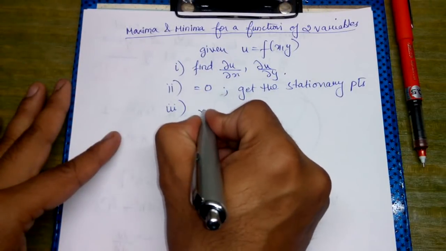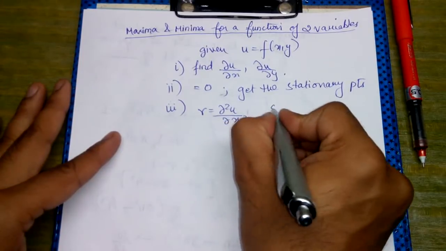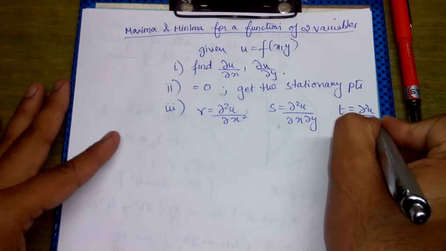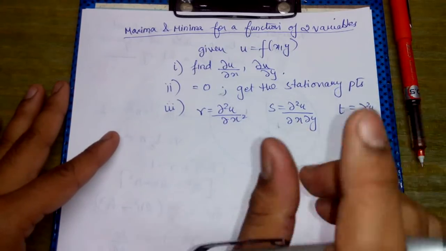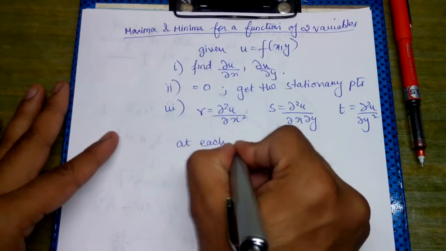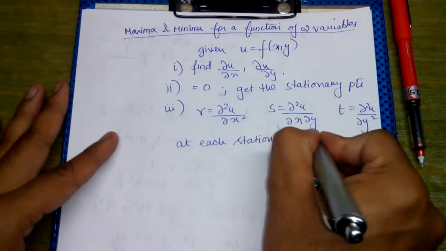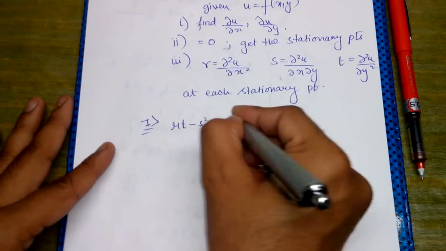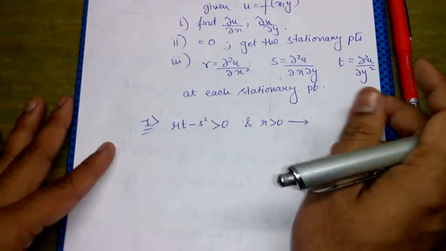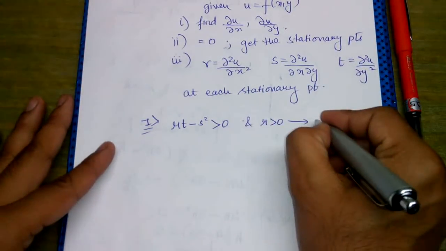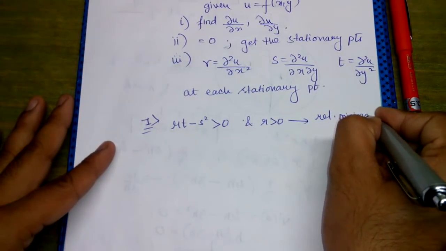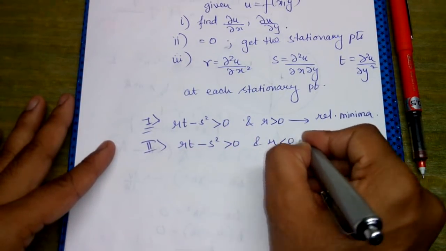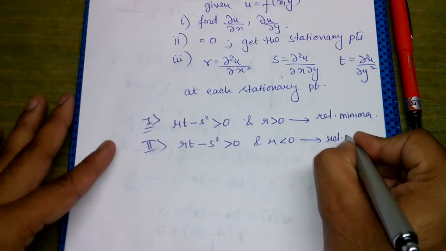Third, we will find r equal to del square u upon del x square, s equal to del square u upon del x del y, and t equal to del square u upon del y square. We will find r, s, t at each stationary point. Now first condition: if rt minus s square is greater than 0 and r is also greater than 0 at the stationary point, then the point is said to be a point of relative minima. Second, if rt minus s square is greater than 0 and r is less than 0, then the stationary point is said to be a point of relative maxima.